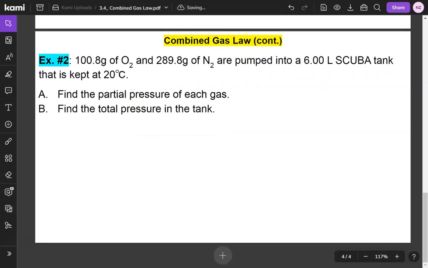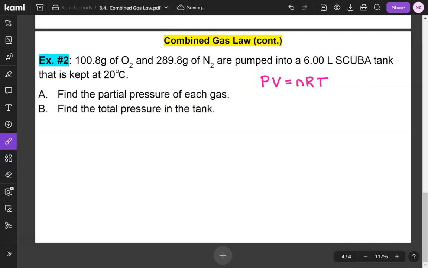It says 100.8 grams of oxygen and 289.8 grams of nitrogen are pumped into a 6-liter scuba tank that is kept at 20 degrees Celsius. Find the partial pressure of each gas, and then find the total pressure in the tank. Well, let's start by finding the pressure of each gas. To find our pressures, we're going to need to figure out moles, and we're going to be using the ideal gas law, so PV equals nRT.